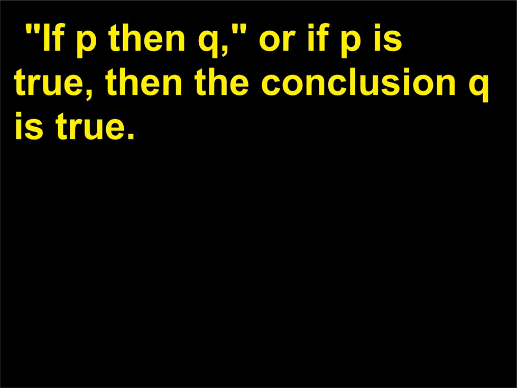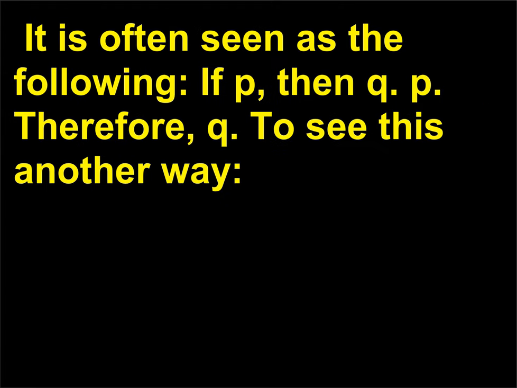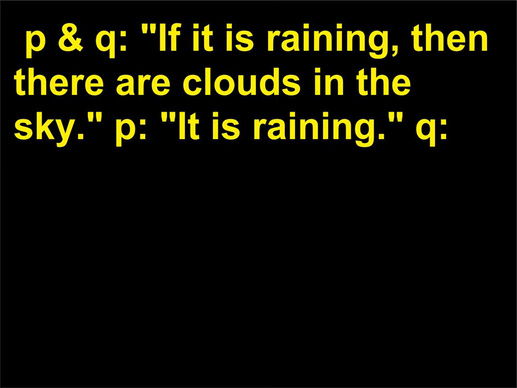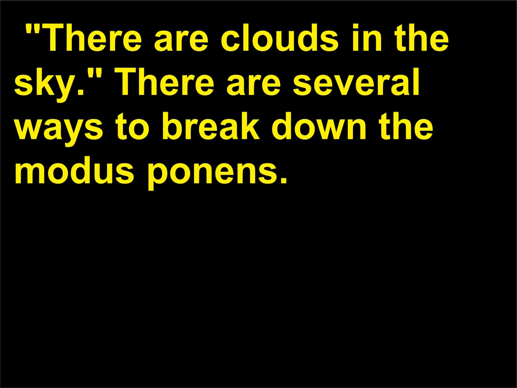If P then Q, or if P is true, then the conclusion Q is true. It is often seen as the following: if P, then Q; P; therefore, Q. To see this another way, with P and Q: if it is raining, then there are clouds in the sky. P, it is raining. Q, there are clouds in the sky.